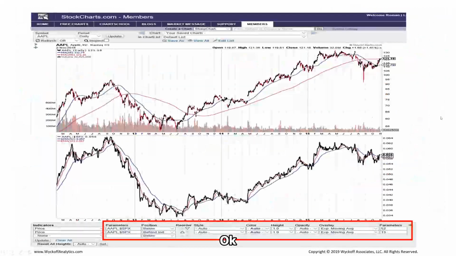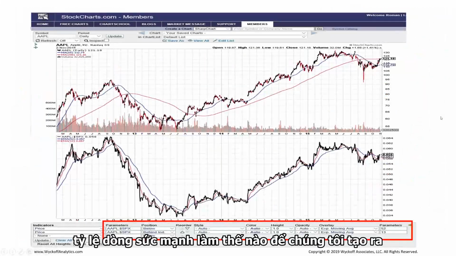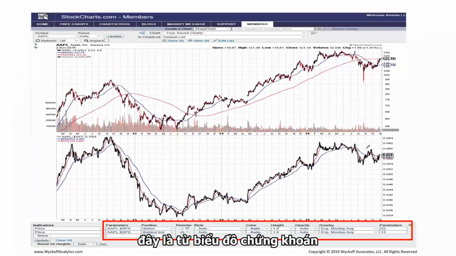Okay. Well, let's talk about the relative strength line ratio. How do we create it? This is from StockCharts, Apple daily chart.